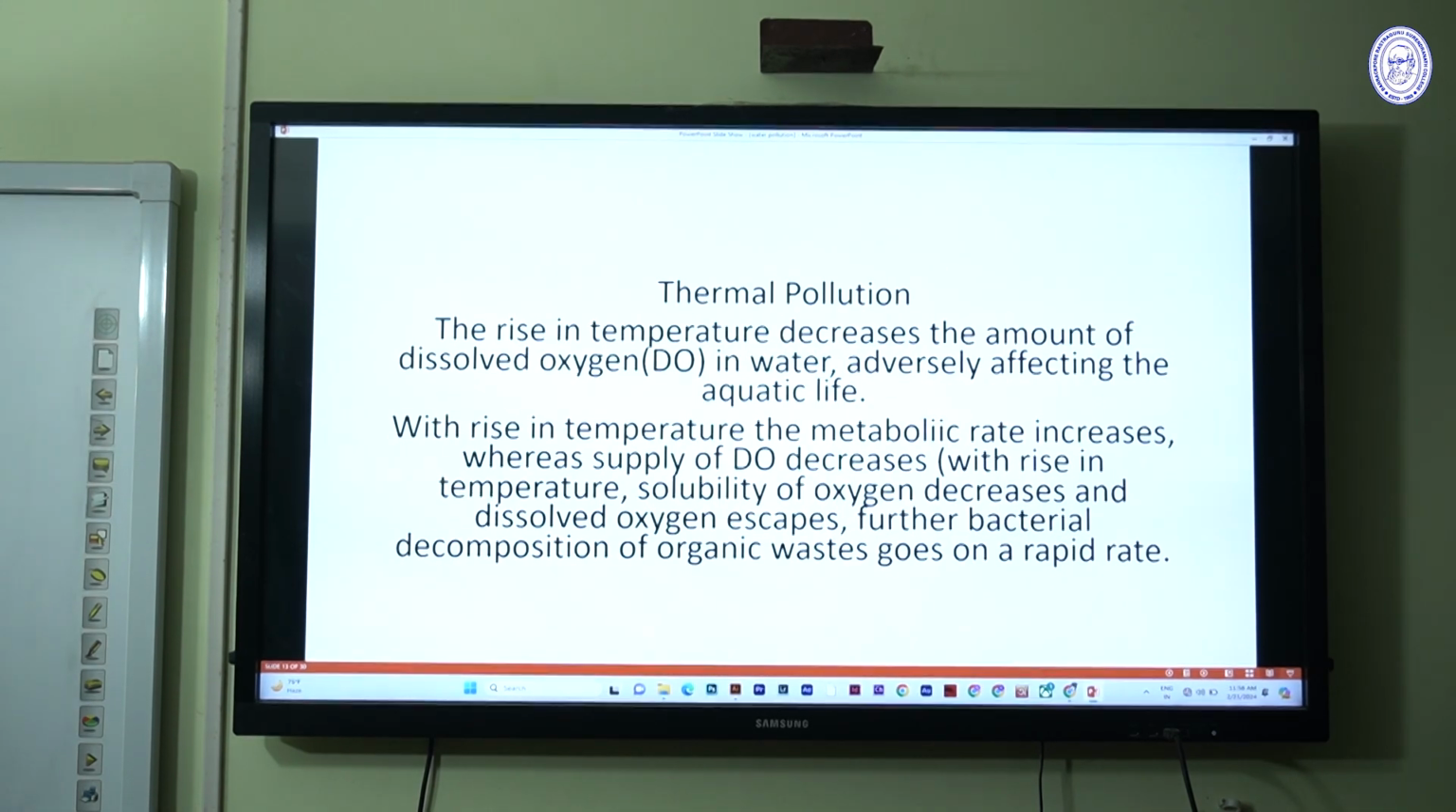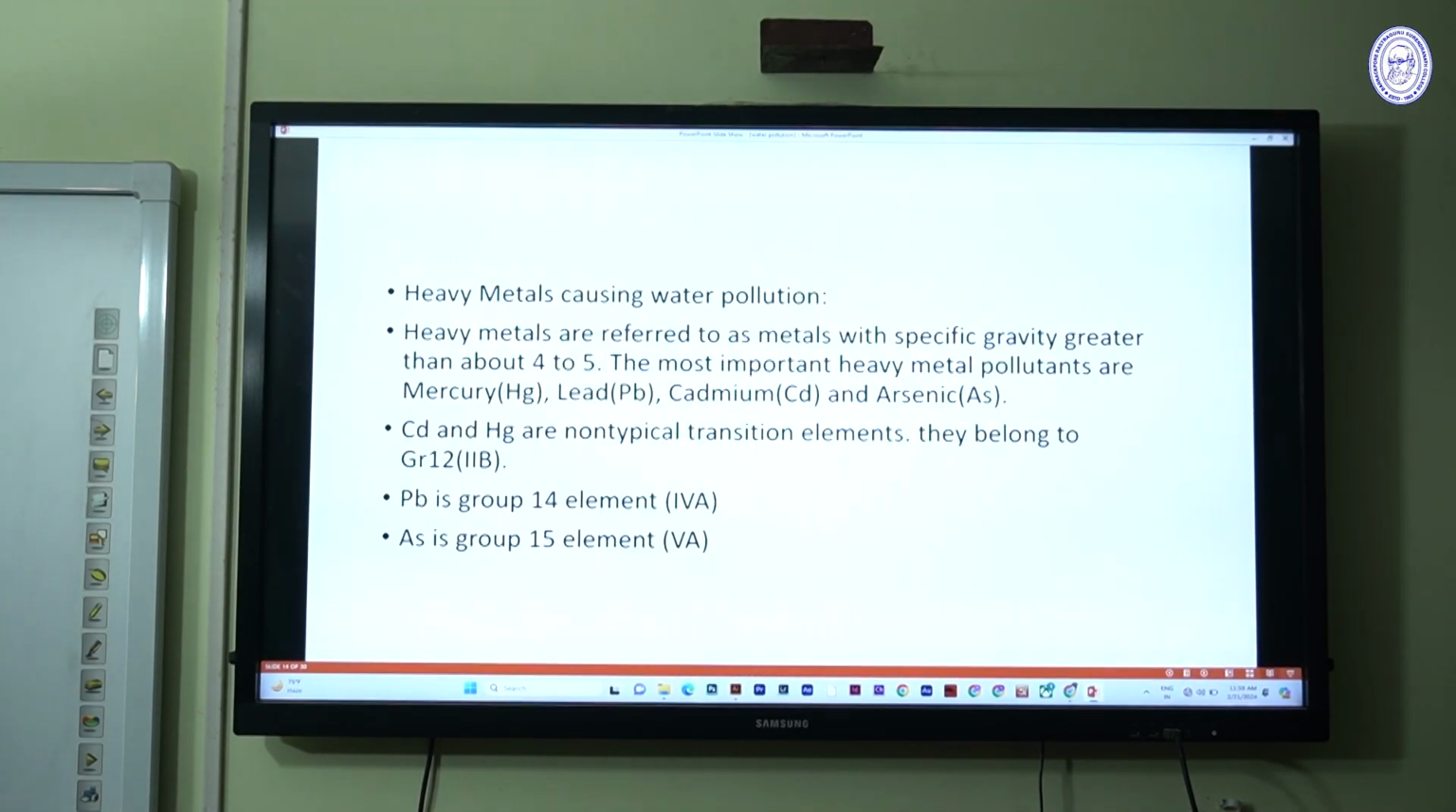Now the thermal pollution. As the temperature rises, the amount of dissolved oxygen DO in water decreases, adversely affecting the aquatic life. With rise in temperature, the metabolic rate increases, whereas the supply of DO decreases. With rise in temperature, solubility of oxygen decreases and dissolved oxygen escapes. Further, bacterial decomposition of organic waste goes on at a rapid rate.